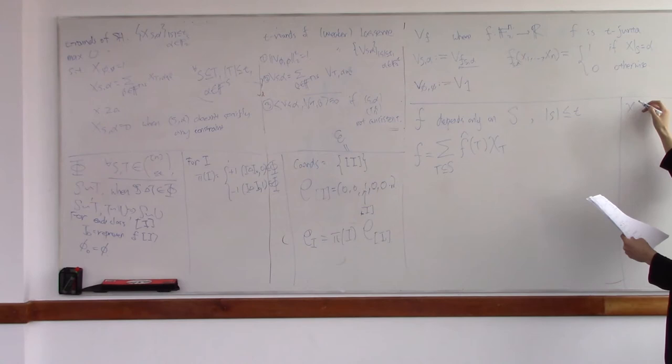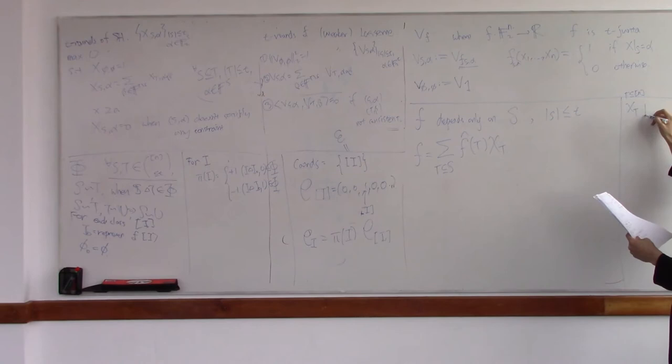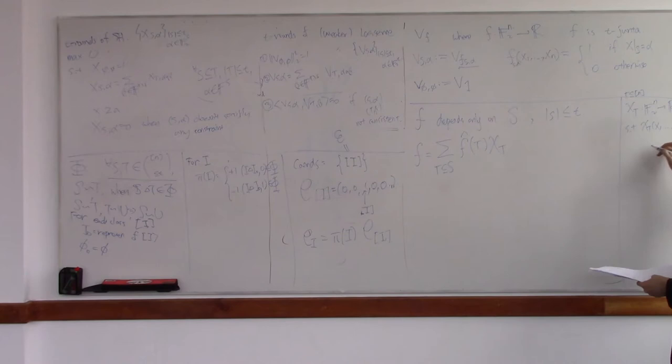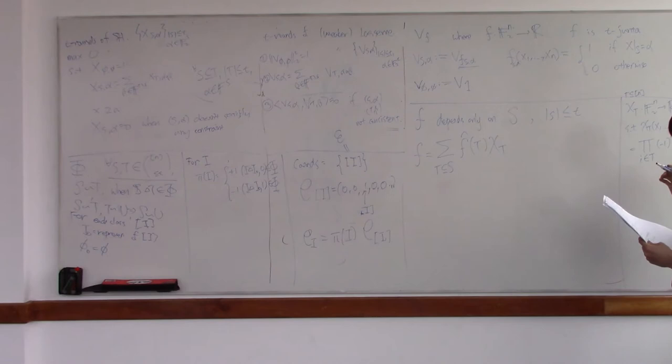So for any subset T, chi of T is another function such that chi of T, given this input, is equal to this. This is just another function. And I'm going to use only one fact. Yeah, I didn't normalize properly, sorry.